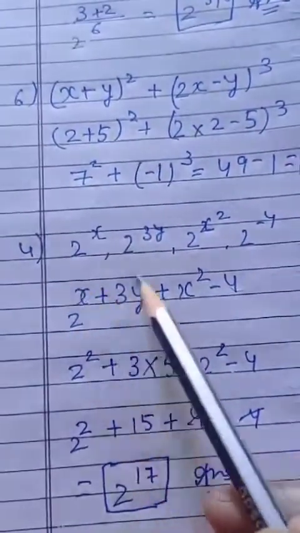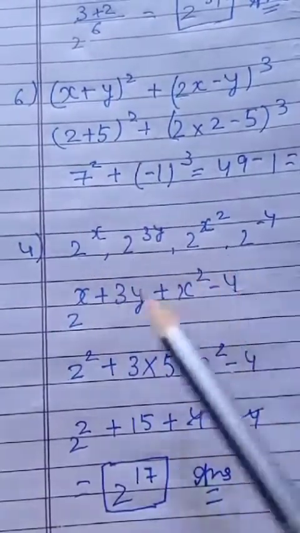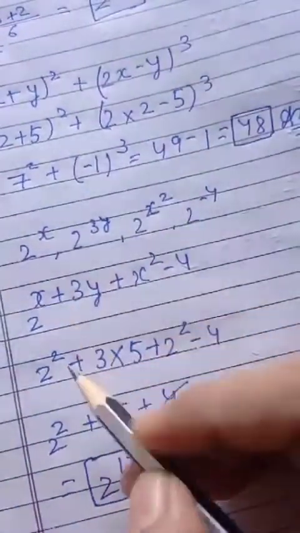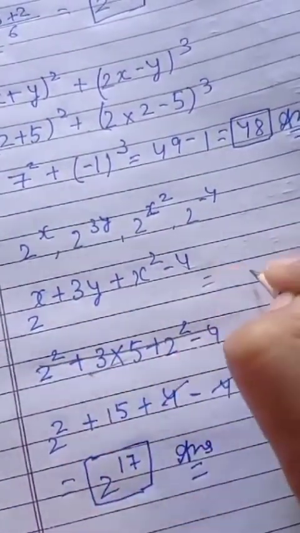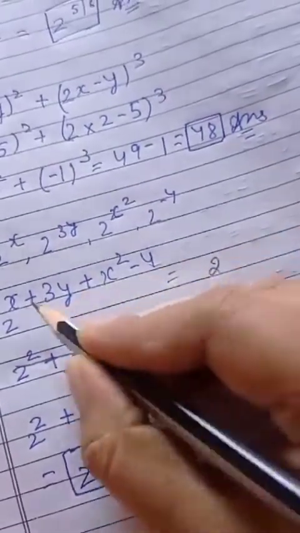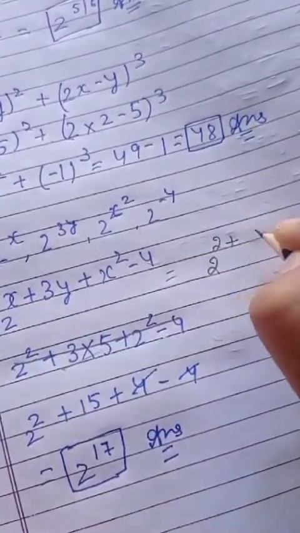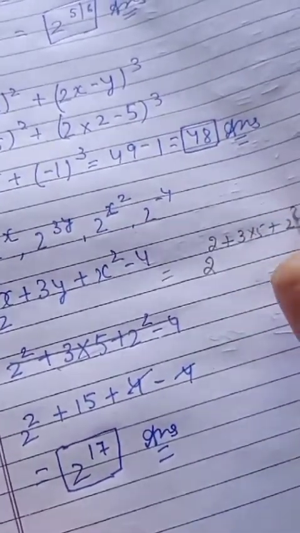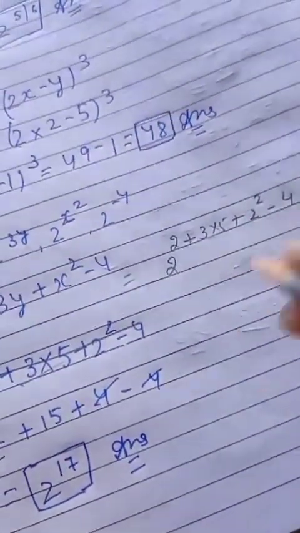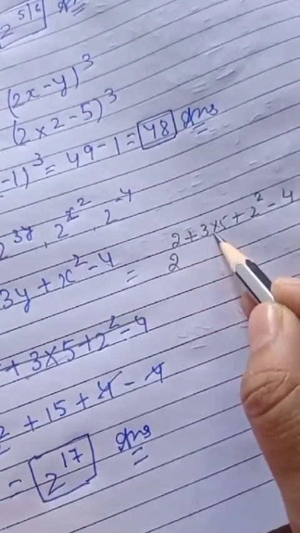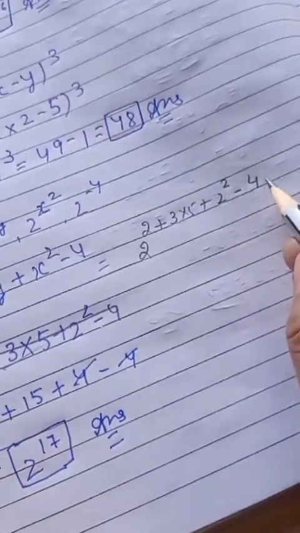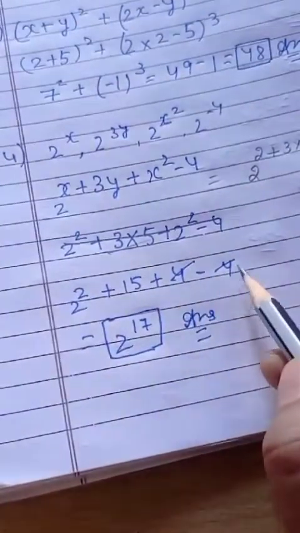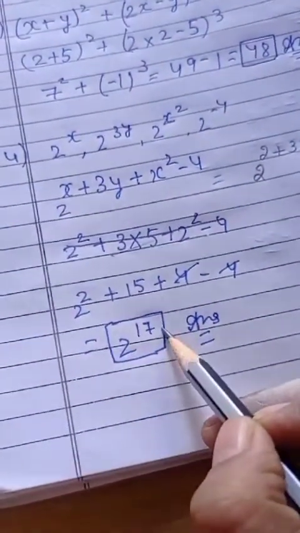Fourth part of this question is this. You can see all the bases are same, all powers will be added. Clear? So it will become 2 raised to the power, what was x? 2, 3y, what was y? 5, 3 into 5, x square, 2 square, minus 4, like that. So it will become 2 power 2 plus 15 plus 4 minus 4. Look here, 4, 4 cancel, 2 power 17 is the answer.